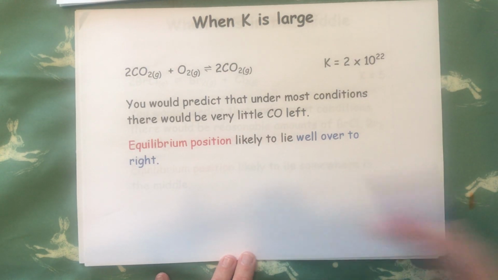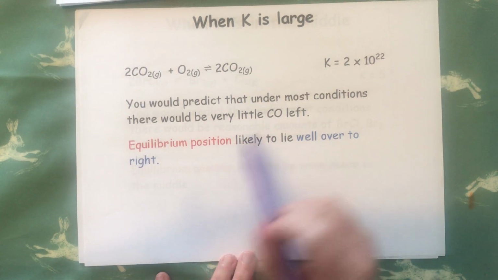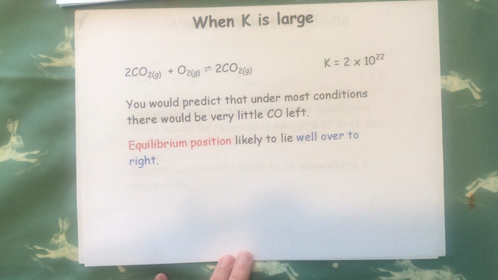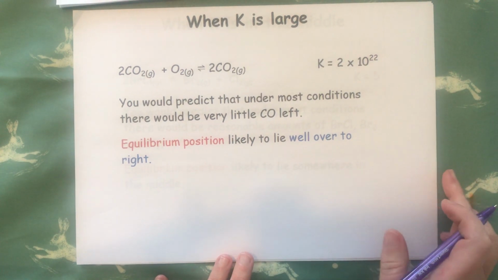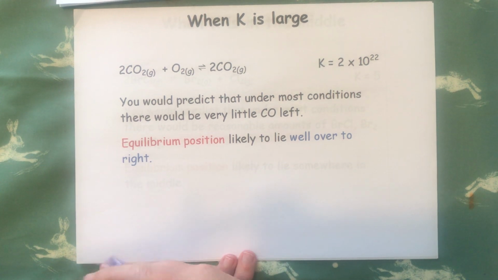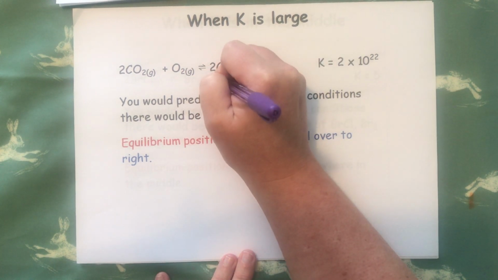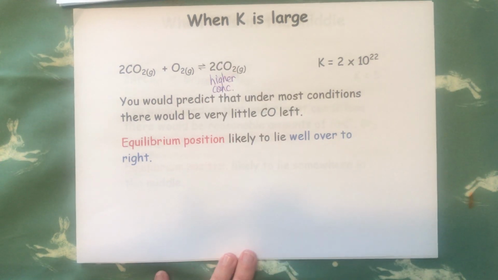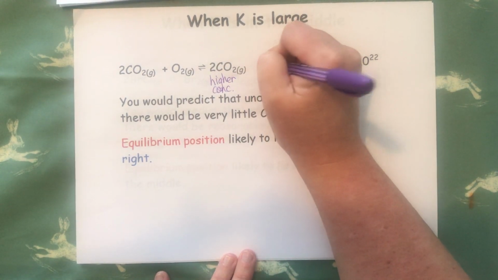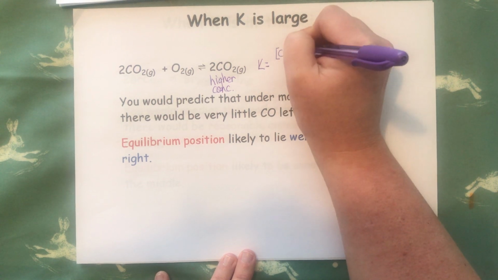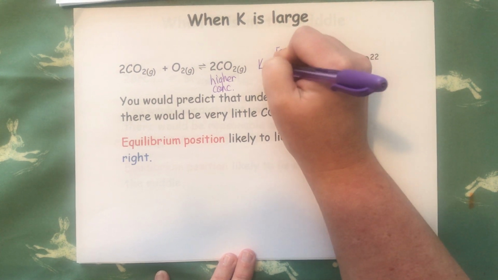On the other hand, when we have a large K value, like we have here, 2 times 10 to the 22, which is a huge number, it tends to tell us that the equilibrium position lies to the right, so lies to the product side, which means we have a higher concentration of our products. The equilibrium expression for this would be as follows.